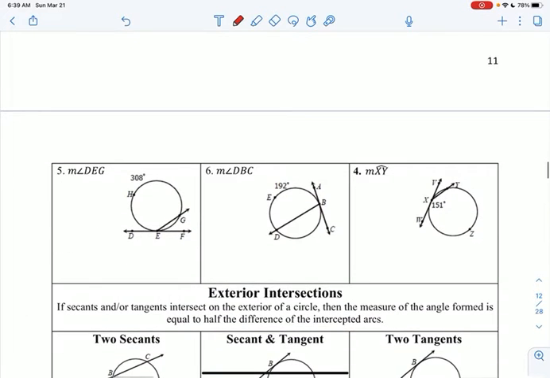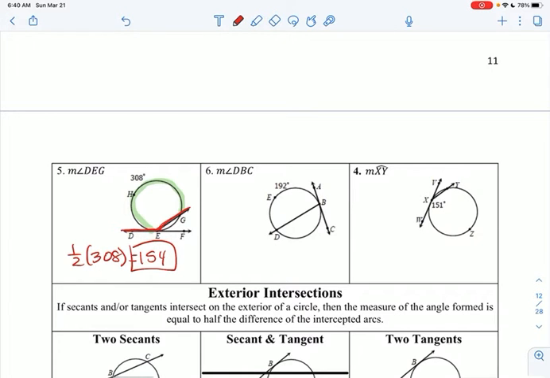All right, so we'll just look at some right here. I want to find the angle of angle DEG. So DEG is this angle right there. All right, the arc that it matches up with is this arc right there. So all I'm going to do is take half of 308. And half of 308 is 154.